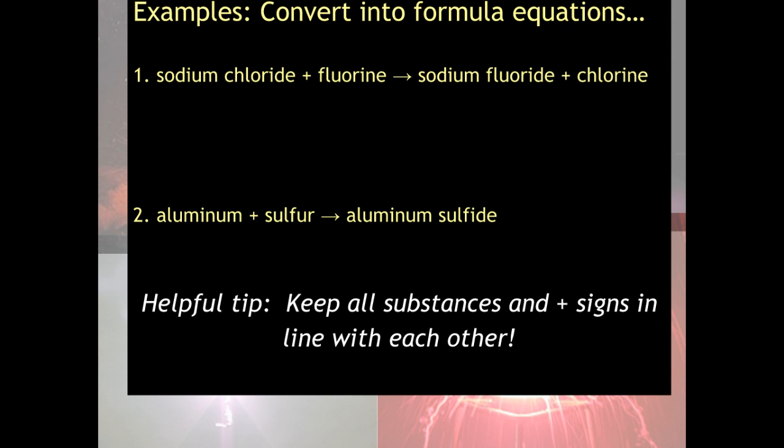So let's do another example. Convert into a formula equation. Sodium chloride plus fluorine yields sodium fluoride plus chlorine. Sodium has a +1 charge. Chloride has a -1 charge. This is an atom, or well, obviously it's an atom. It is an element, so we simply write sodium. Chloride is also an element, so we simply write Cl -1. When they form a compound, sodium chloride, it is NaCl.